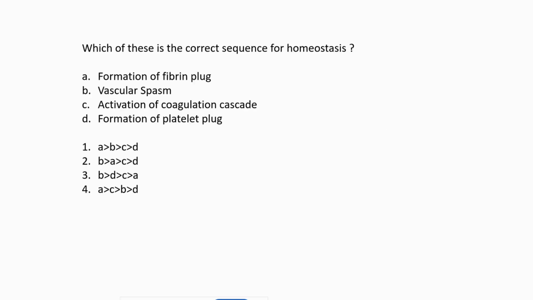And I have some sample questions for the week 6 assignment. This is the first question. Which of these is the correct sequence for homeostasis? Can you answer, Sakshi? I'll give you some time to go through this question. The steps are formation of fibrin plug, vascular spasm, activation of coagulation cascade, and formation of platelet plug. But what will be the correct sequence?